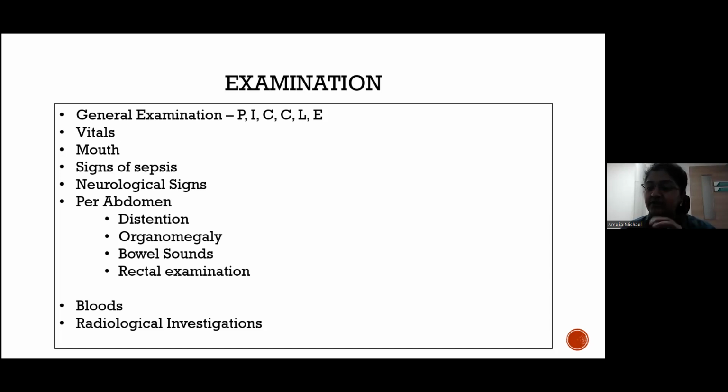The mouth is a wonderful window to the entire GI system. So if you're going to think of the possibilities, it starts from pallor, starts from dehydration. Is there coating on the tongue? Are they feeling nauseated because the taste is gone, because the tongue is coated? Is there oral candidiasis? If they're on chemotherapy, is there mucositis? Are there ulcers in the mouth?